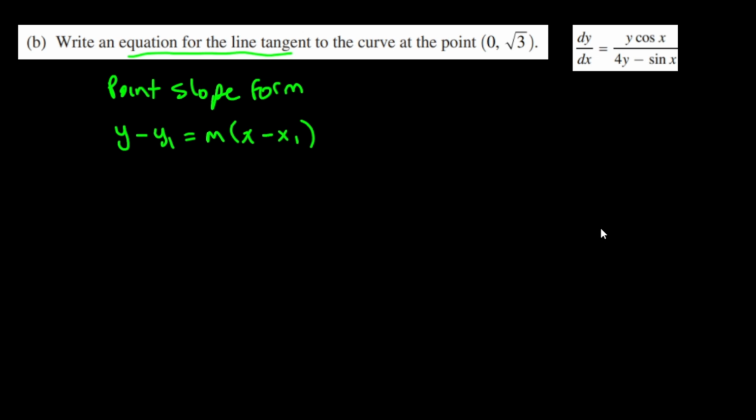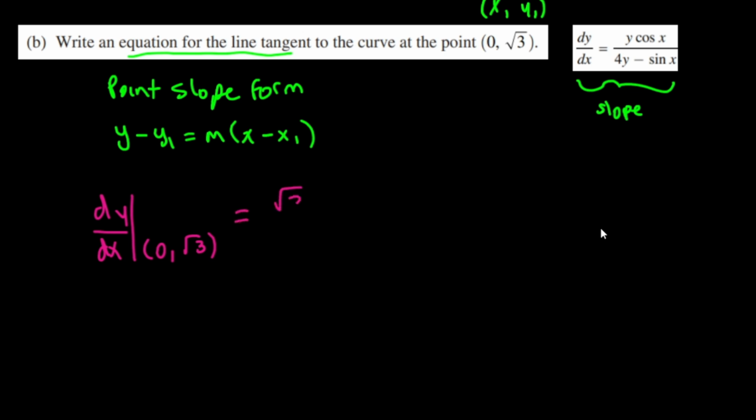What we need is the point x1, y1, which they gave us, right? x1, y1 is the point 0, radical 3. And the slope we still need to find, but they gave us the equation for the derivative. So you have to recognize that this is a formula for finding slope. So in our case, we need to find dy dx at the point 0, square root of 3.